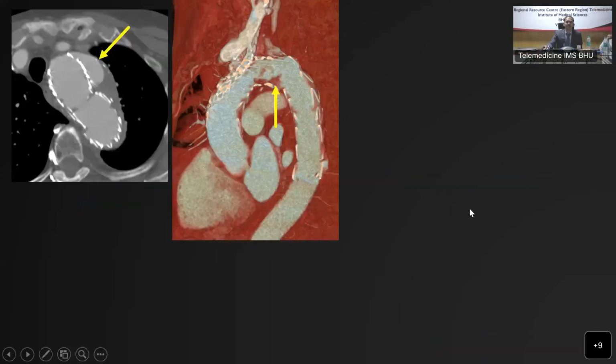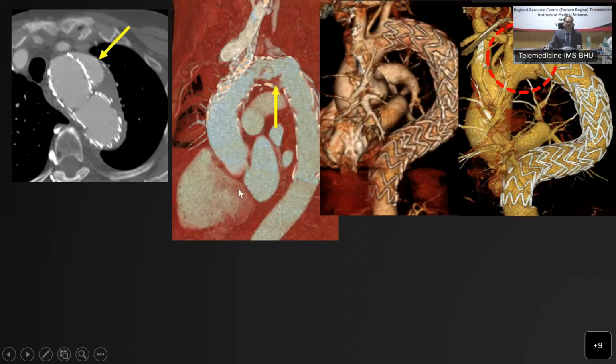In the setting of thoracic aortic grafts, here are some examples of complications. Type 1A endoleak, graft thrombus, which is seen as a hyperdense filling defect. This is a volume rendered image, and these are the 2 examples that show you how the stent migrated in this case.